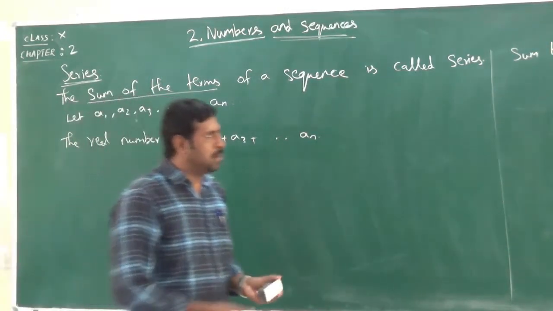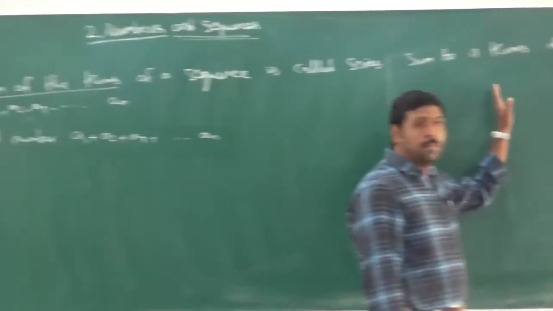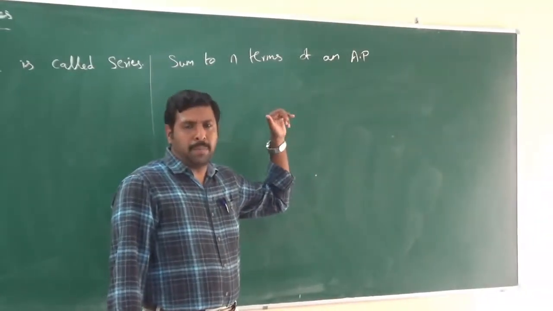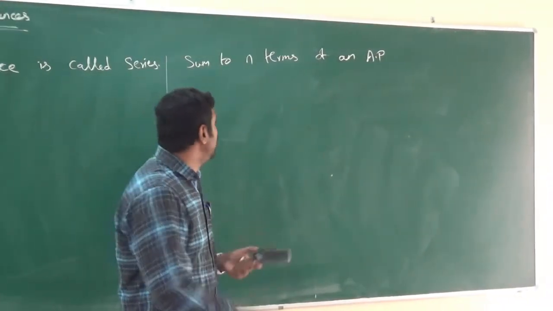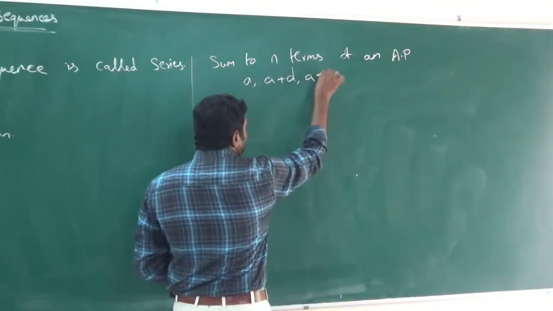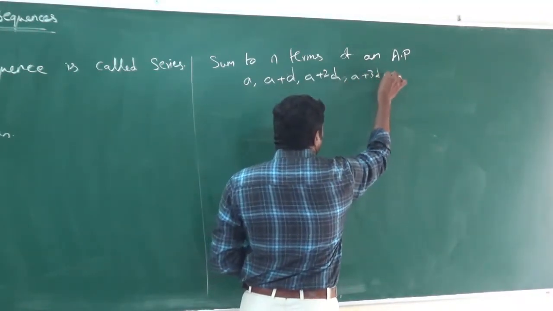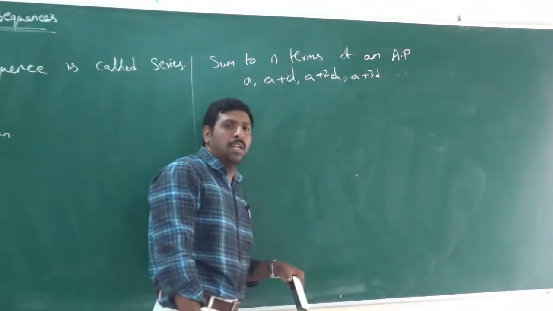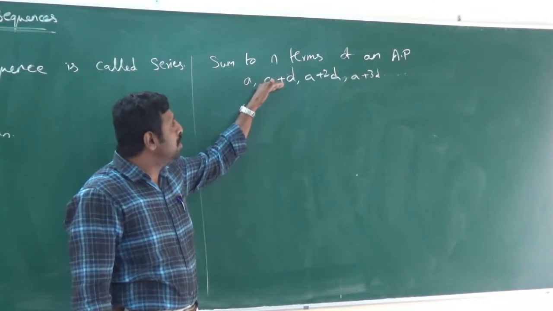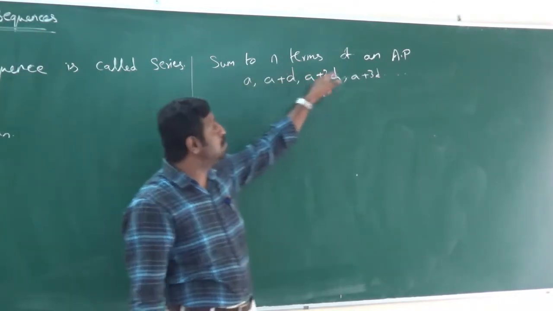Now we see the sum of n terms of an AP, right? First we take the general form of the AP. So we know the general form of the AP, that is a, a plus d, a plus 2d, then a plus 3d, and it goes on, right? Now we have to add the given form. In the AP form, we want to find the sum to n terms of an AP.